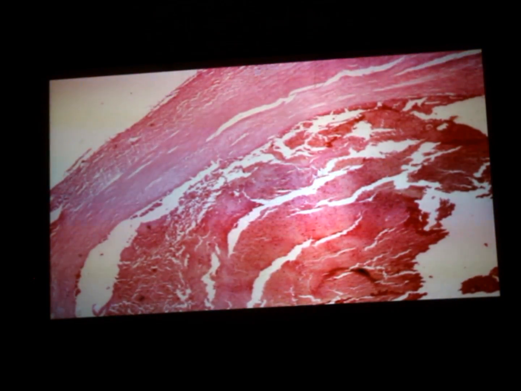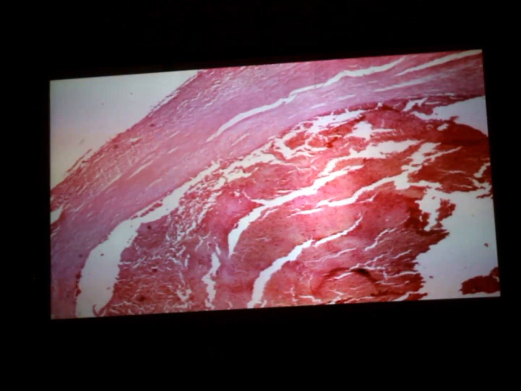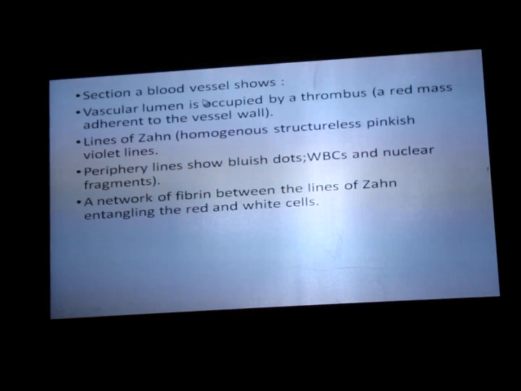So for your lab you should remember thrombus is formed from the constituents of blood. It contains alternate pale pink lines which are known as lines of Zahn. It occurs because of 3 things, either endothelial injury or hypercoagulability of blood or turbulent blood flow or abnormal blood flow. So in this section of blood vessel you see a vascular lumen which is occupied by thrombus, that is the red mass which is adherent to the vessel wall.